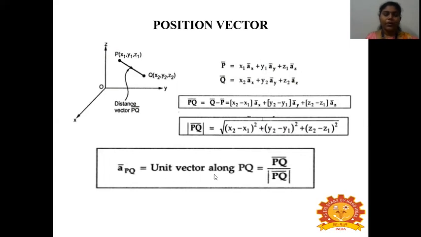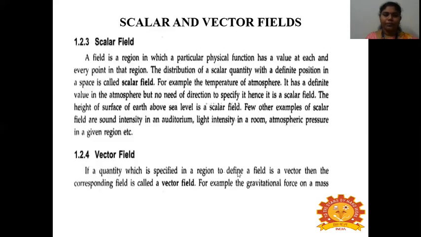So to obtain the unit vector along the vector PQ, what is the formula? Then the unit vector of this PQ vector will be obtained by PQ vector divided by modulus of PQ. So this is how we can obtain a unit vector of 2 position vectors. So first we have to find out the distance between these 2 vectors. Then we have to take the modulus for that distance. So then we will obtain our unit vector along the PQ.